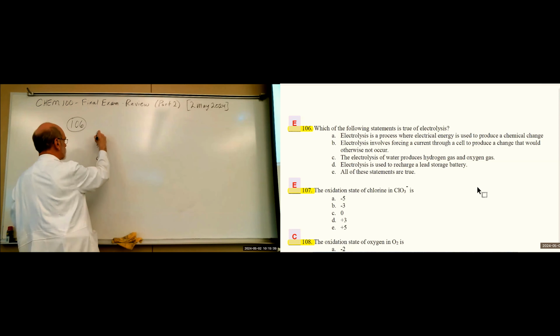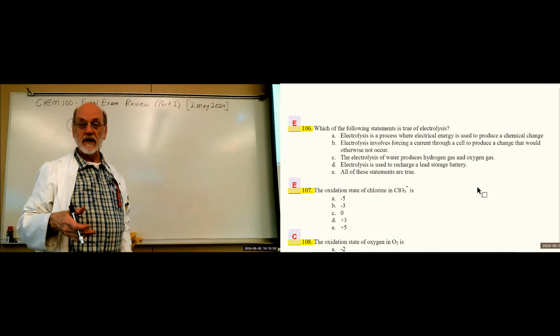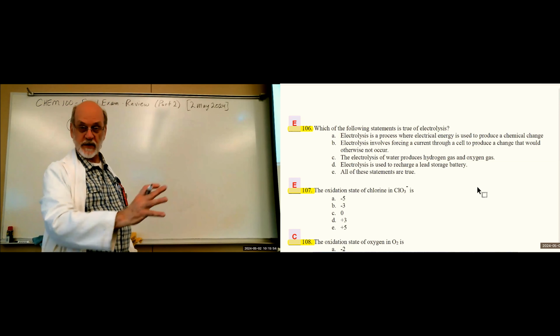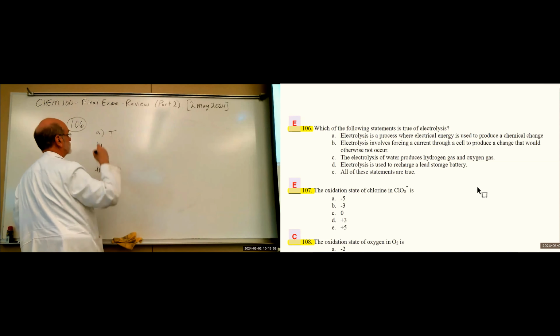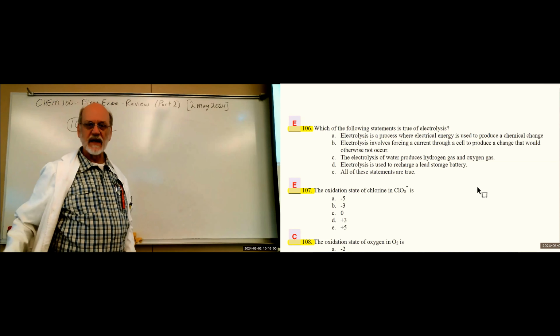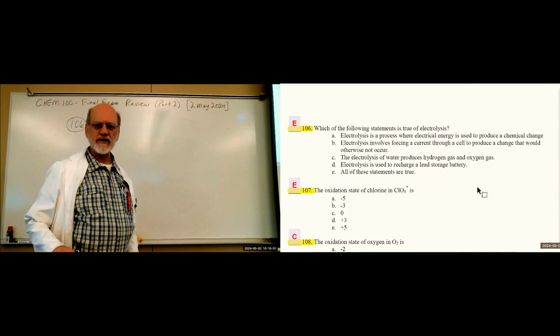All right, A says, electrolysis is a process where electrical energy is used to produce a chemical change. Yes, we're running the reaction in reverse. So the electrical energy is forcing the reaction to go in reverse. Yeah, that's true. How about B? Electrolysis involves forcing a current through a cell to produce a change that would otherwise not occur. That's also true. That's another way of saying A.